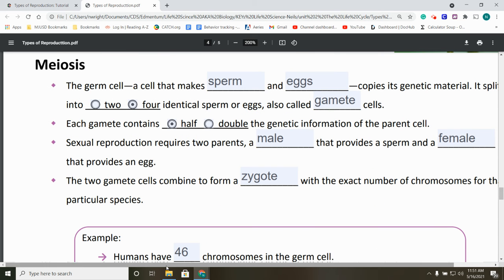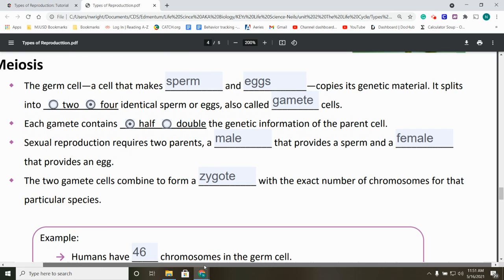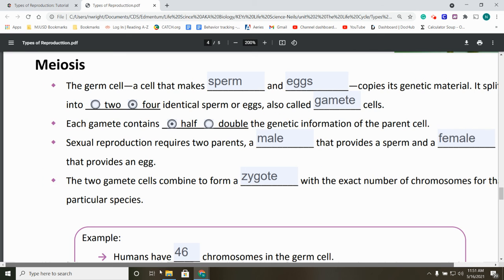Meiosis. The germ cell, a cell that makes sperm and eggs, copies its genetic material. It splits into 4 identical sperm or eggs, also called gamete cells. Each gamete contains half the genetic material of the parent cell. Sexual reproduction requires 2 parents, a male that provides a sperm and a female that provides an egg.